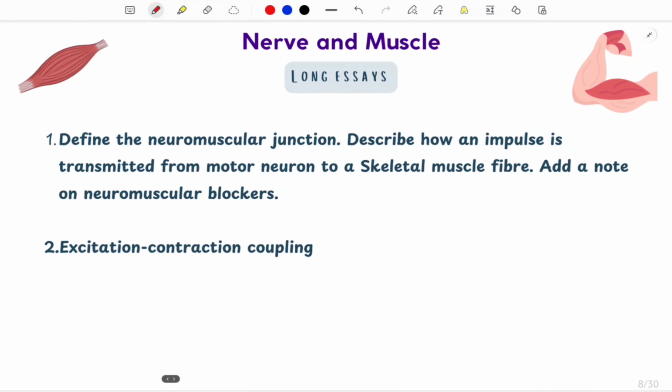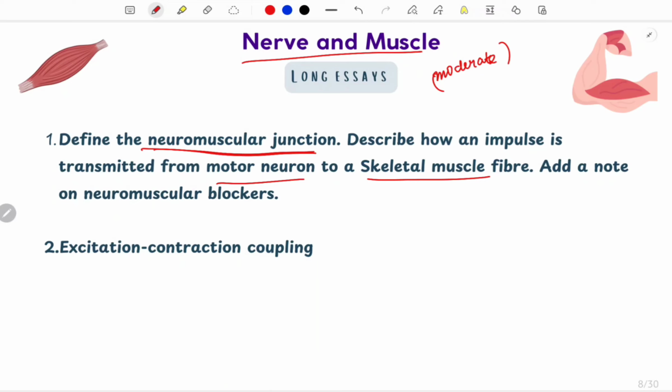Moving on to the next section, which is nerve and muscle. This is again a chapter which has the potential to come in exam. So let's see this. Okay, define neuromuscular junction and describe how an impulse is transmitted from motor neuron to skeletal muscle fiber, and add a note on neuromuscular blockers. Next question is excitation contraction coupling. So these two questions will be asked. Again, the formats and the combinations can be changed.